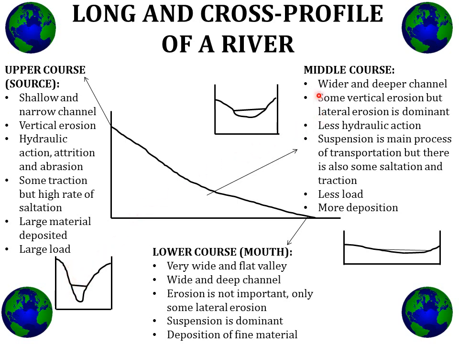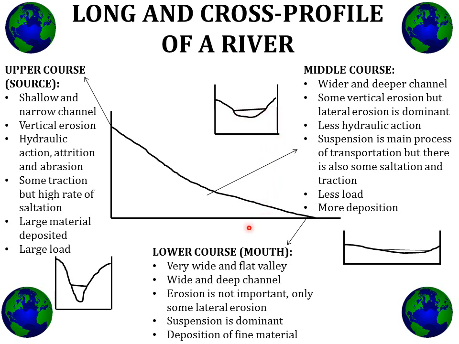The middle course of the river has a wider and deeper channel. There's some vertical erosion, but lateral erosion is more dominant. There's less hydraulic action. Suspension is the main process of transportation, but there is also some siltation and traction. There is less load deposited, less load being carried, and there's more deposition. So this is the cross profile for the middle course. As you can see, it's wider and deeper.